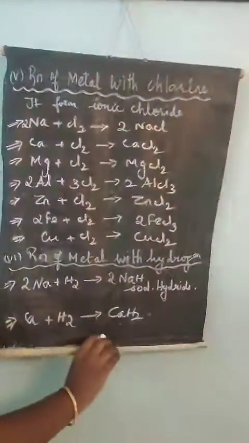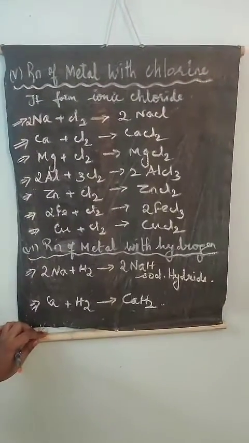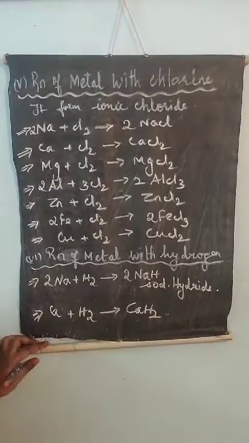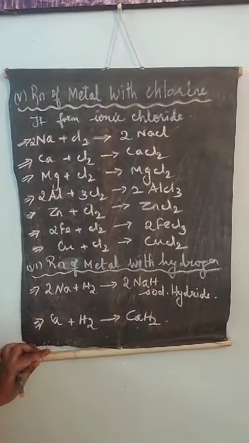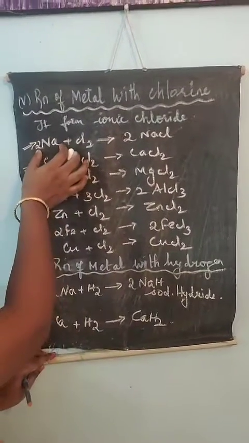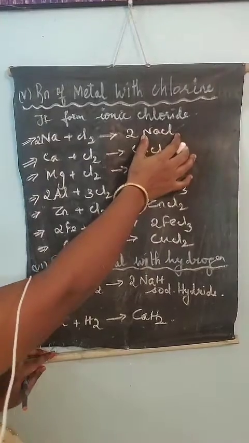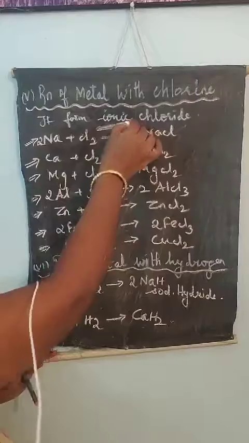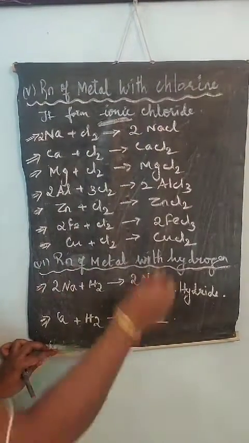Now the next reaction is reaction of metal with chlorine. So what happens when metal reacts with chlorine? As I said earlier, if it is a formation of NaCl, NaCl occurs by the ionic bond. So how does the ionic bond occur?